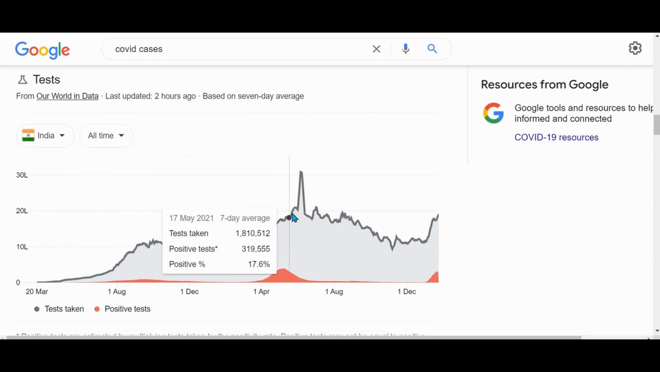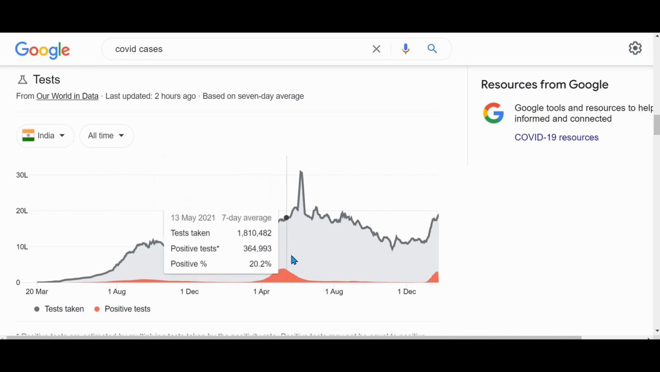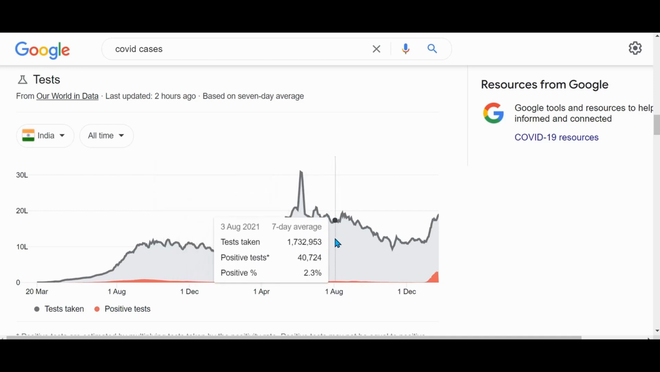This black line represents the number of tests done, and the corresponding red line represents the total positive tests on that particular day. That means TPR, test positivity rate, right? You may already have seen. So the positive percentage is 9.8 percent, and 3.7 percent is also given, which means out of the total tests done, how many got positive.